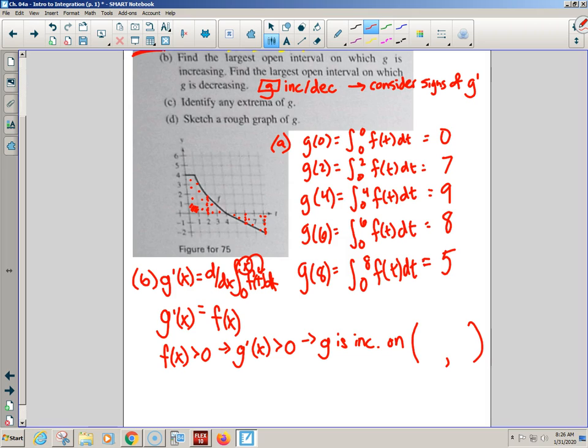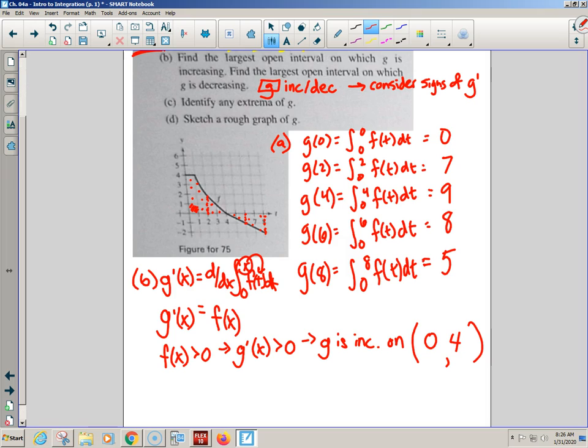4. Why? Because positive just means above values. Positive just means above values. Doesn't matter that it's constant or decreasing. I don't care about f increasing, decreasing. I care about f being positive or negative. So when is f above? From 0 to 4. When is f below? From 4 to 8.